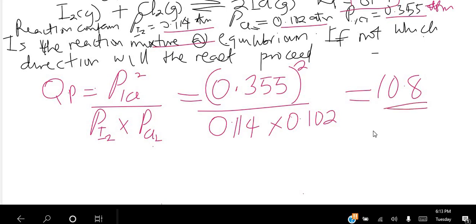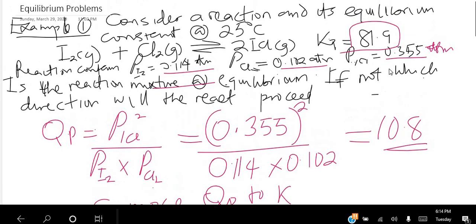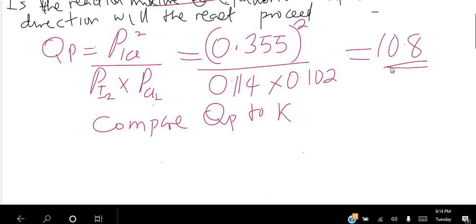So the next thing we need to do is to compare our Qp to K. The K is 81.9, so we say this is 10.8 versus 81.9. So in this case, Qp is less than our Kp.